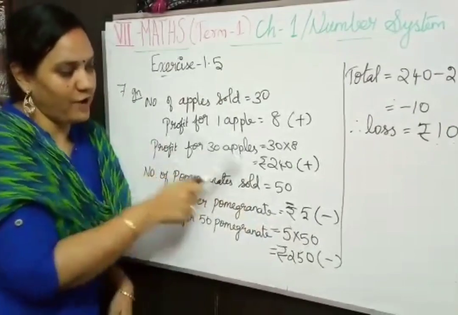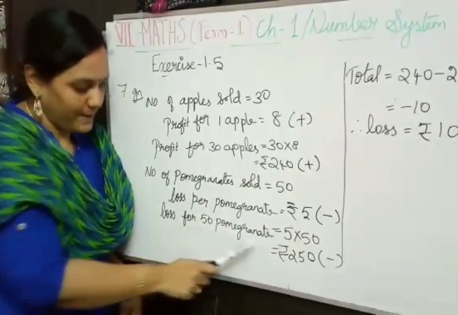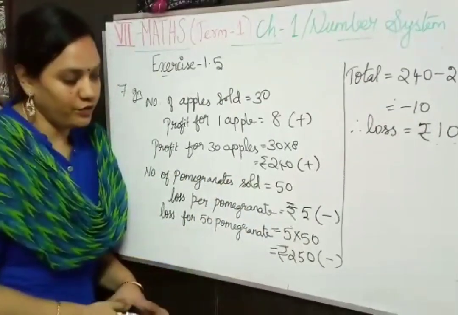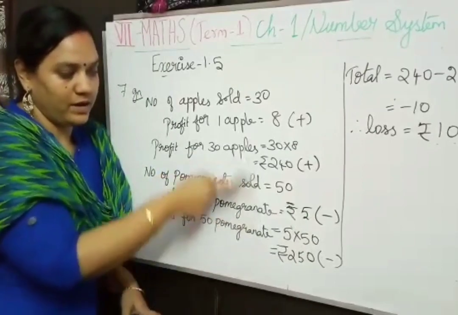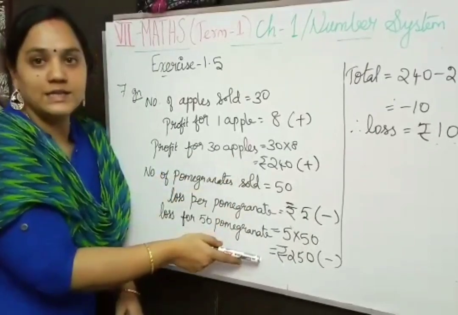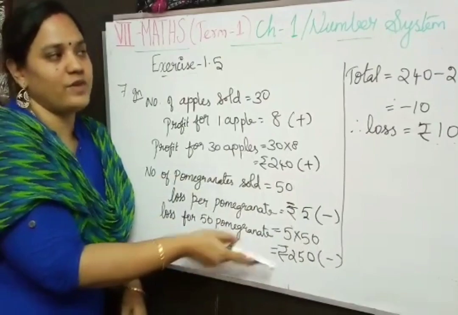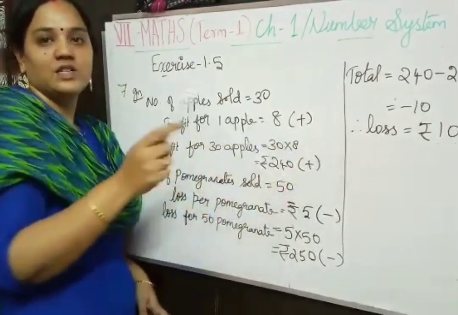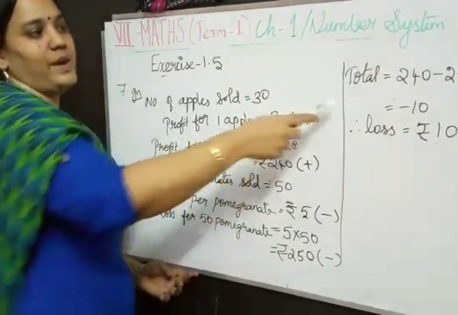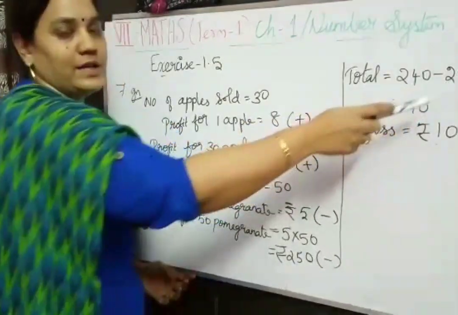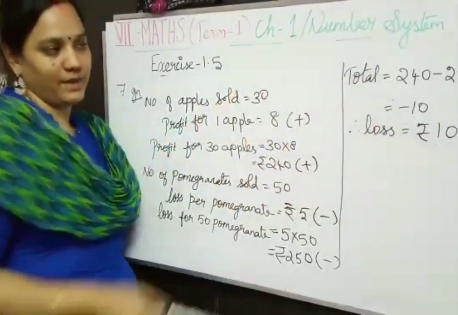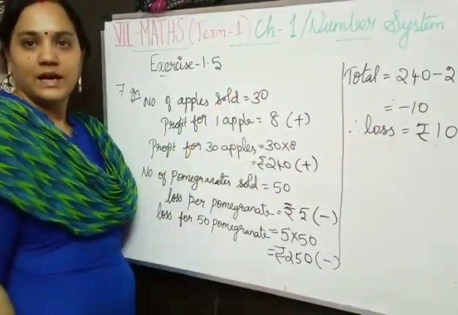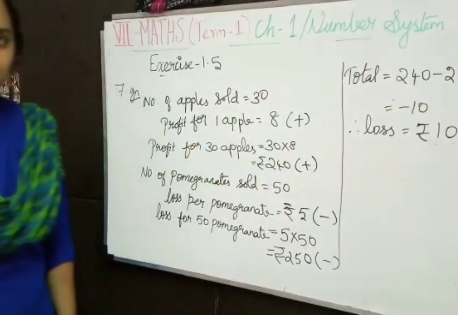So for profit she got 240 rupees. For loss she got 250 rupees. So here comparing these two, loss is greater. So we can consider that she has a loss. So subtracting, we get 240 minus 250 is minus 10. Minus 10 means loss of rupees 10. That is your answer. Okay.